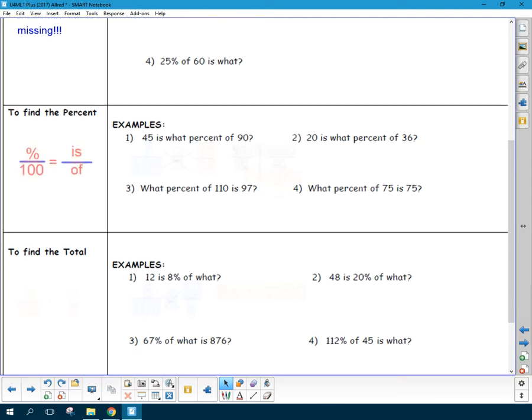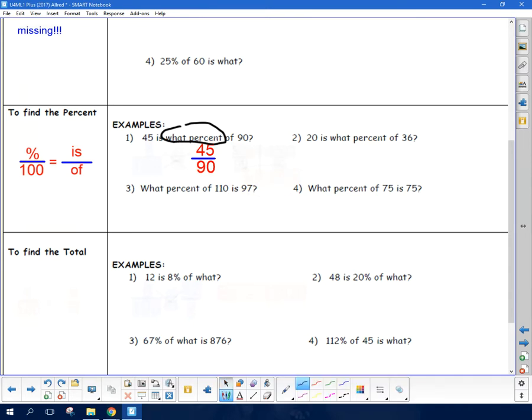This one's going to ask us to find the percent. So in these kinds of problems, the percentage will be missing. It'll say, hey, 45 is what percent of 90? So we're going to set up a ratio that says 45 of 90. That's one ratio for us. And we're going to try to solve for what percent. So we're solving for the percent. That means I need another ratio that says x out of 100 because all percentages are out of 100.